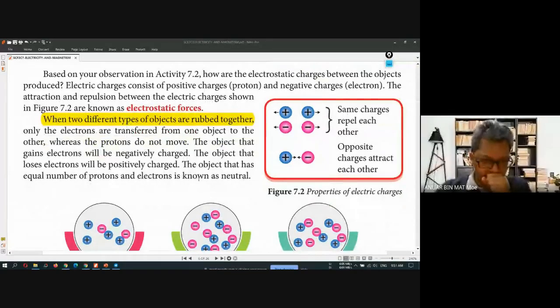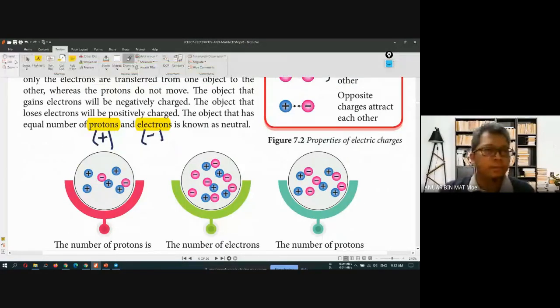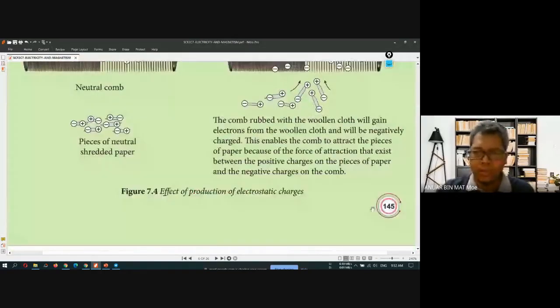Equal number of proton and electron. Okay, again, your textbook calls them proton and electron. You just remember proton is positive and electron is negative. That's all. Proton positive, electron negative. Sometimes we call it proton, sometimes we call it electron. But you just remember proton is positive, electron is negative charges.